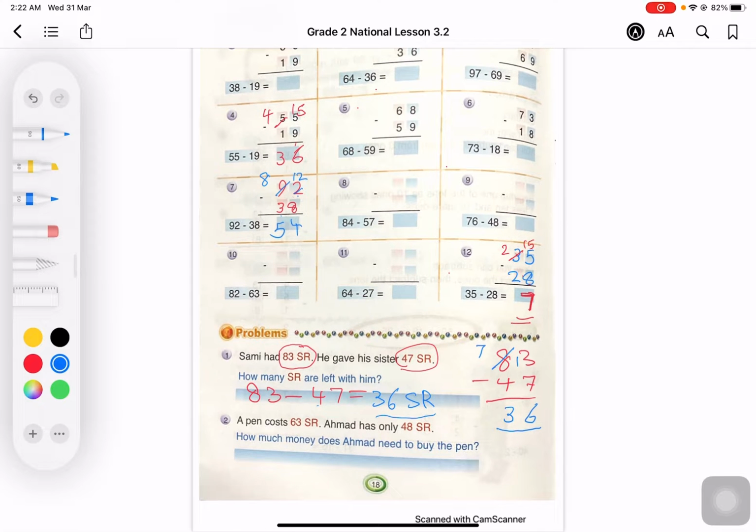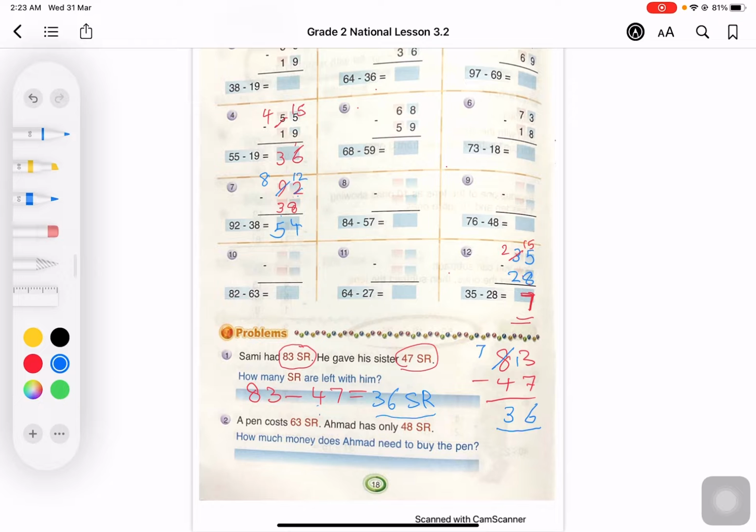Now let's go and read question 2. A pen costs 63 riyal. Ahmed has only 48 riyal. How much money does Ahmed need to buy the pen? So in this question they said, imagine, يعني تخيل إنه معك أنت 63 ريال, and you want to buy a pen. Okay, sorry, أحمد, he wants to buy a pen.